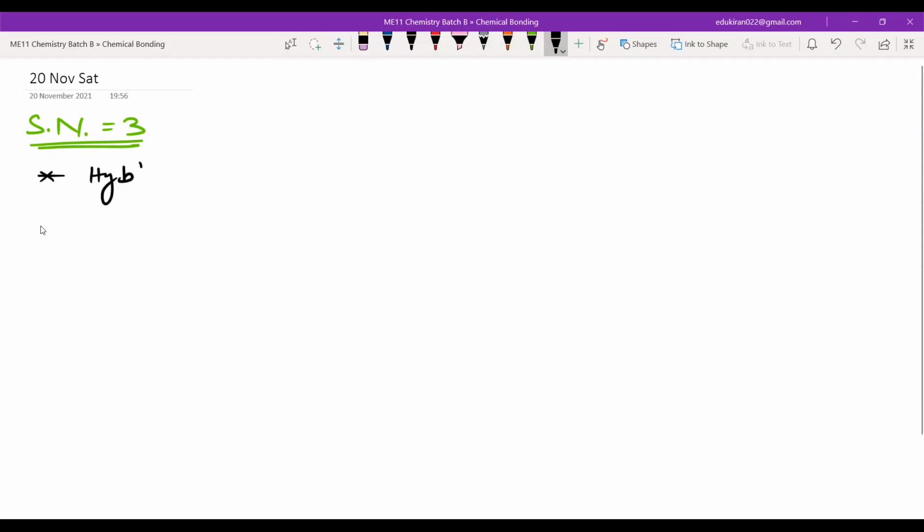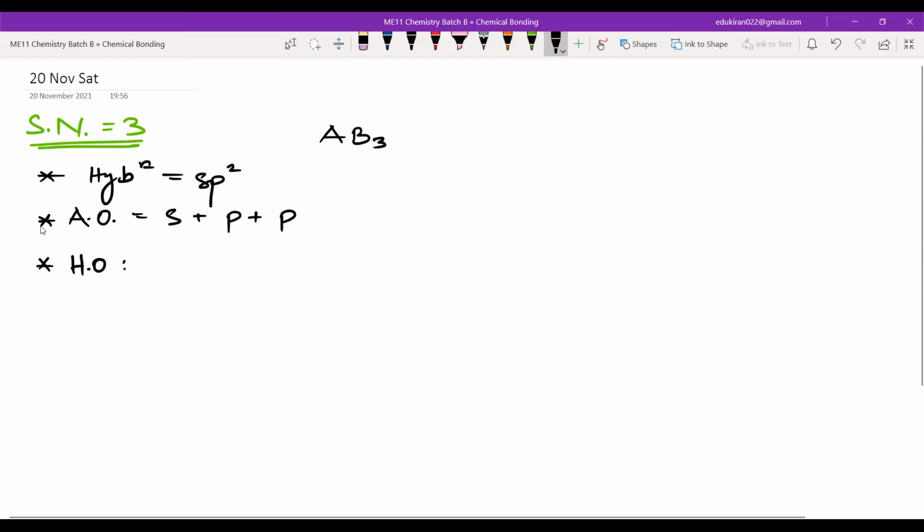So hybridization will be sp2, and the molecule will have a general formula that is AB3, correct? Yes, sir. Now, if the hybridization is sp2, then I will write the atomic orbitals which are participating in hybridization: one s plus two p. After that, I can write the hybrid orbitals, right? So hybrid orbitals will be how many? 3. I should write 3 sp2 hybrid orbitals, correct?